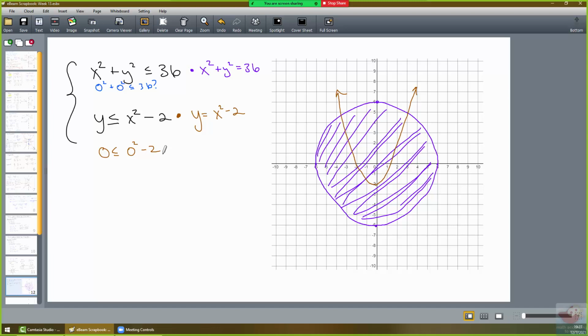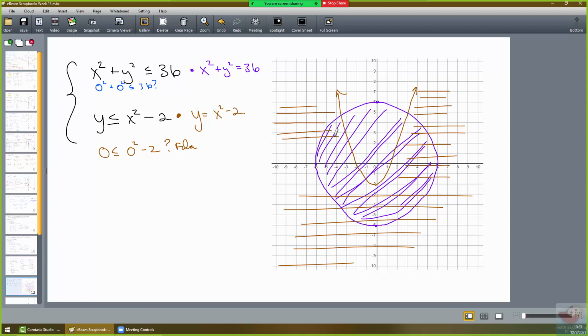If I put in 0 for x, 0 for y, is this true or false? False. Because this is false, and 0, 0 came from inside the parabola, that means all points inside the parabola are false, which means all points outside of the parabola are true. So all these points out here are true.